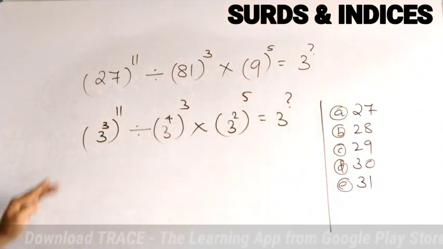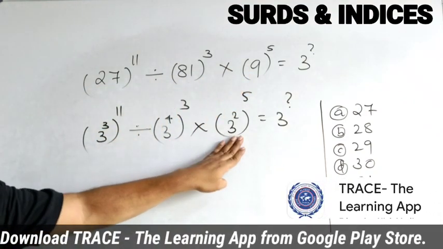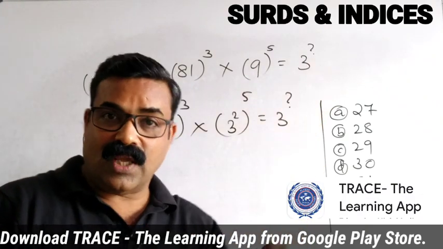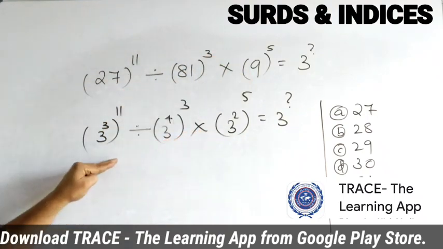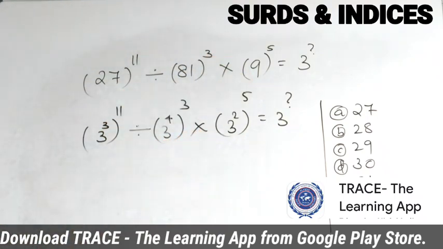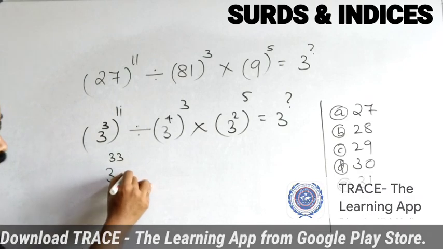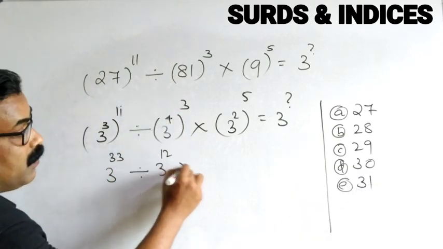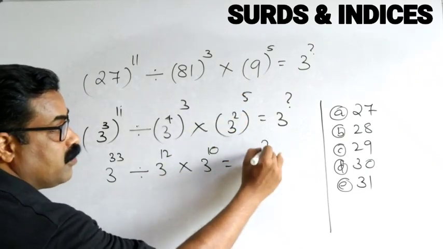So now you can see all the numbers that are given, we have converted into the powers of 3. And the answer we want here is also in the powers of 3 only. Now we can easily write it. What is 3 power 3 into 11? 3 power 33. So 3 power 33 divided by 3 power 4 into 3, 12, multiplied by 3 power 2 into 5, 10, is equal to 3 power question mark.